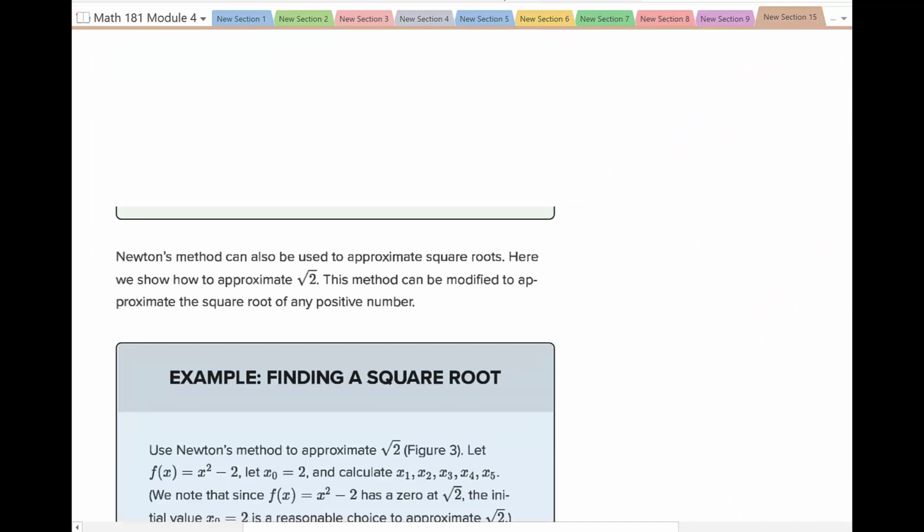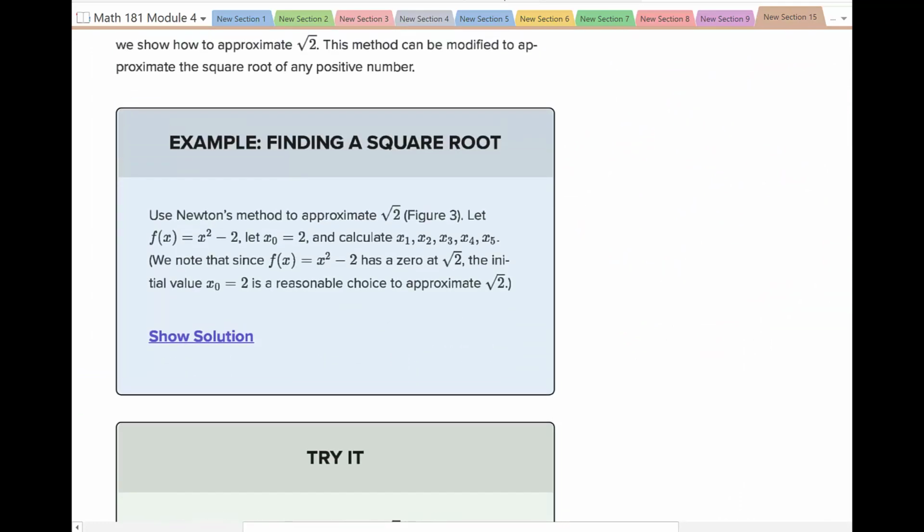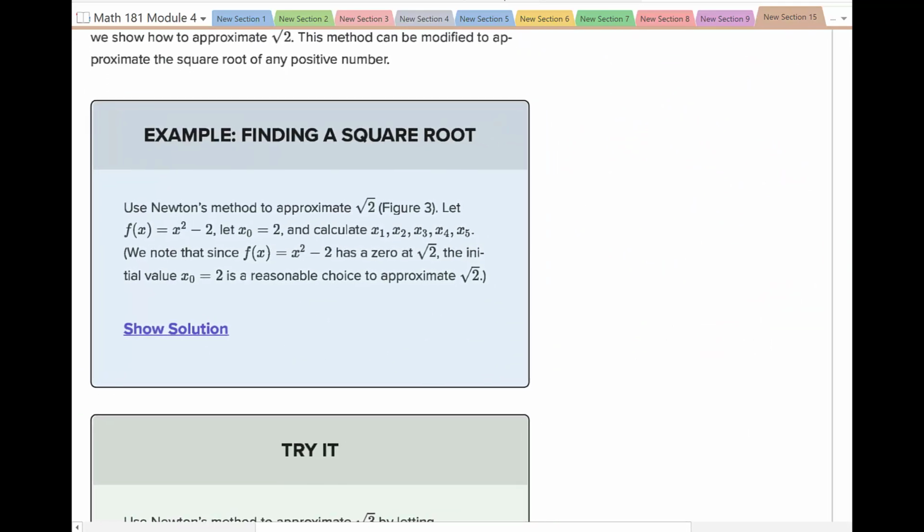Use Newton's method to approximate the square root of 2. So we let f of x equals x squared minus 2. So x squared minus 2 equals 0, x squared equals 2, x equals square root of 2. So that's where they got this, x squared minus 2. And we're going to start at x equals 2. We're going to calculate x1, x2, x3, x4, x5. Our f prime of x would just be 2x.